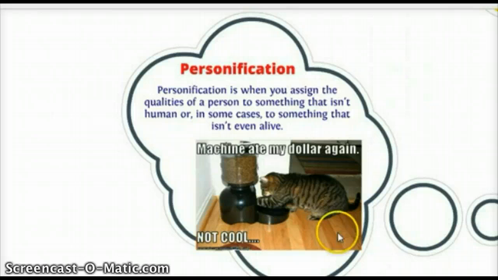So you see this cat saying, "Machine ate my dollar again, not cool." So this is double personification because we are saying that the cat is saying the machine ate my dollar and it's being upset about that. That's personification. But also this phrase, the machine ate my dollar. Now, the machine can't actually eat your dollar. So when you go to a vending machine and you say that, the machine can't actually eat anything because it's inanimate. So that line in itself is also personification. So either making an animal or making an inanimate object act in some way like a person is using personification.